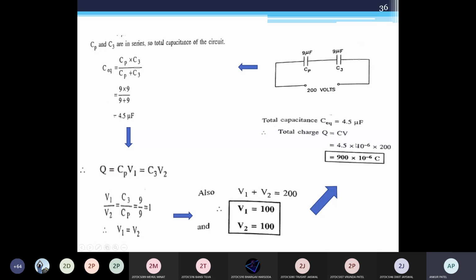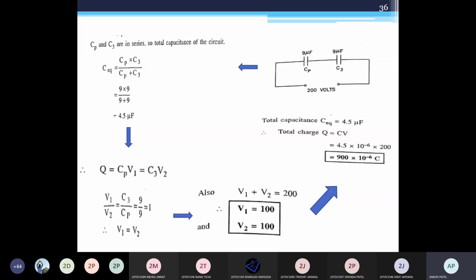And the total capacitance is given, so total charge Q equals C into V. This is 4.5 into 10 to the power minus 6 into 200. So the total charge Q is equal to 900 into 10 to the power minus 6 coulomb. So here we found the charge and voltage across each capacitance.